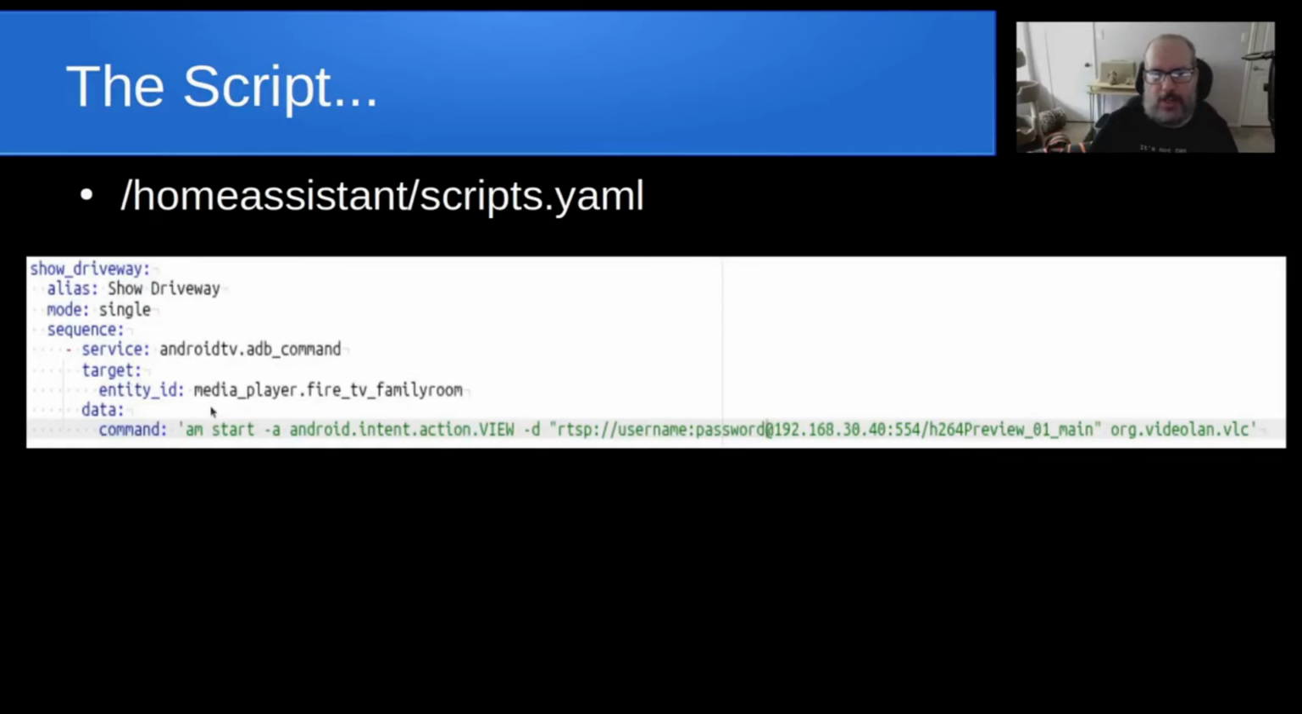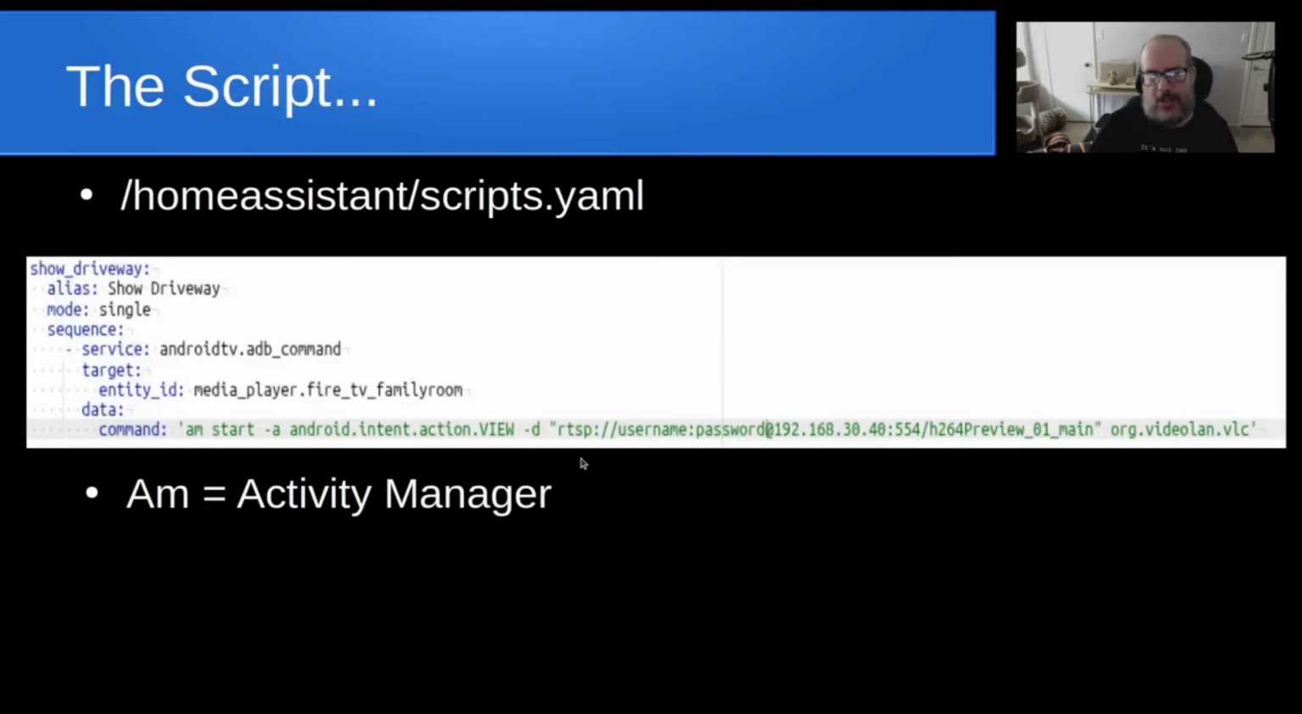And then the target is the entity ID that we looked at earlier in the Android debug bridge, called media_player.fire_TV_family_room. And so that's the name of the device for my particular Fire TV. And then it has a command that it's going to execute.